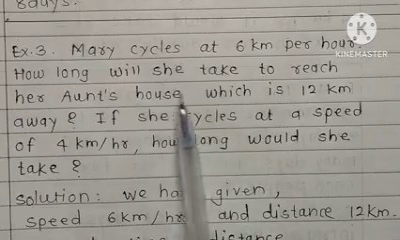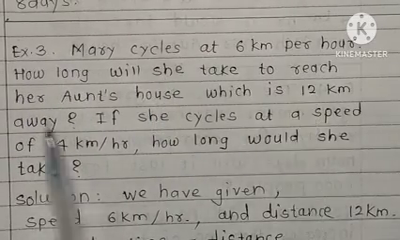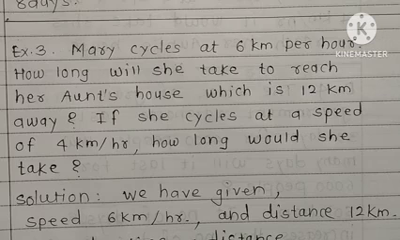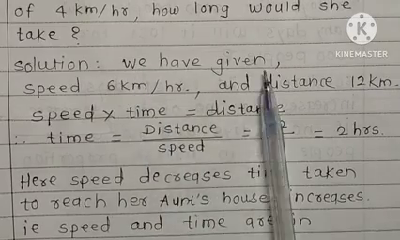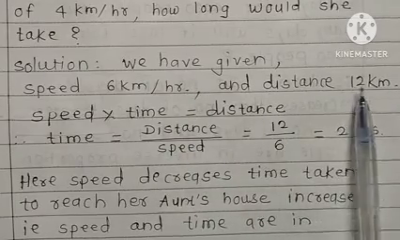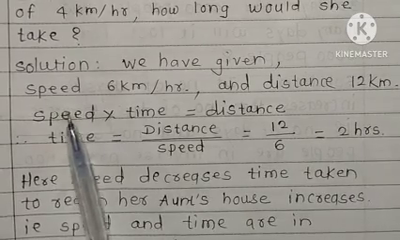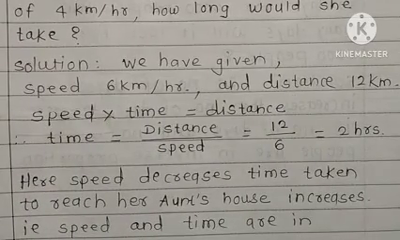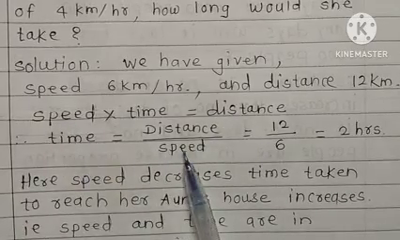That means we should know the time required to reach her aunt's house at the speed of 6 km per hour, and the distance is given, 12 km. What is given? Speed 6 km per hour and distance 12 km. We know the formula: speed into time is equal to distance. This is the formula related to speed, time and distance. Time is equal to distance upon speed.